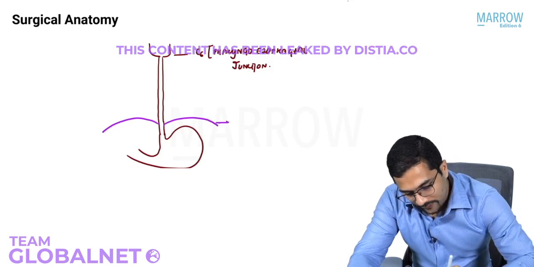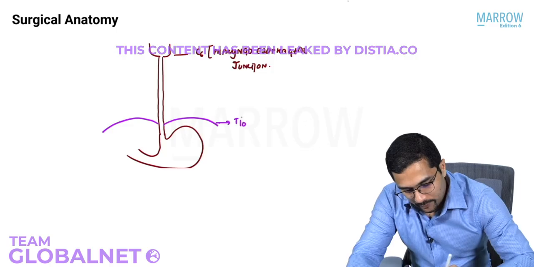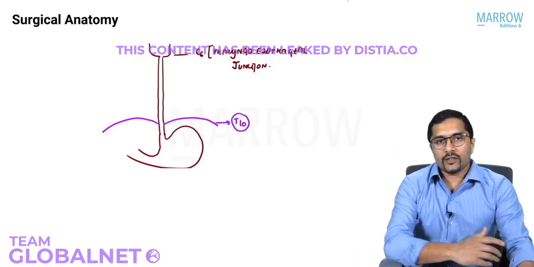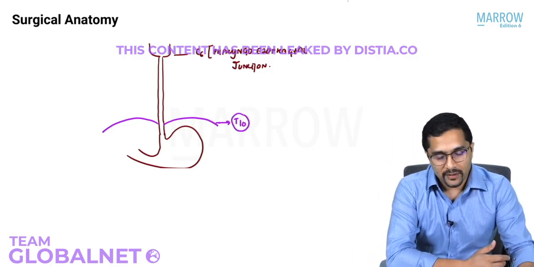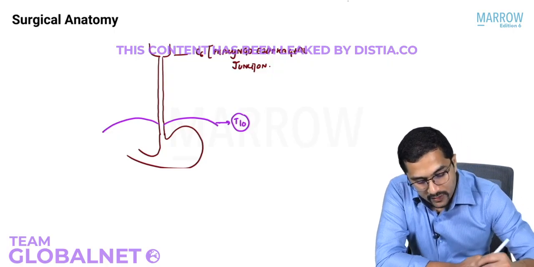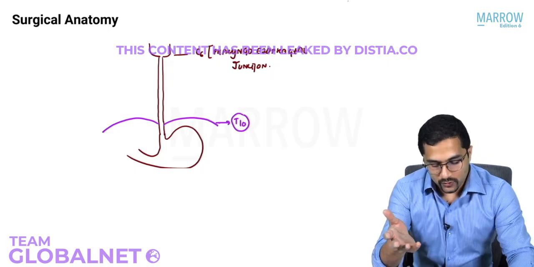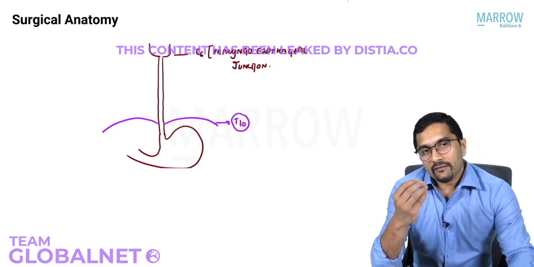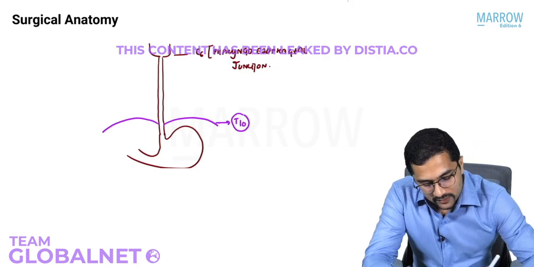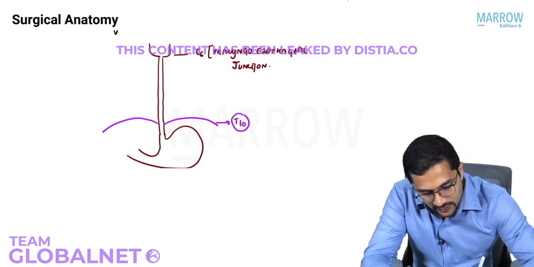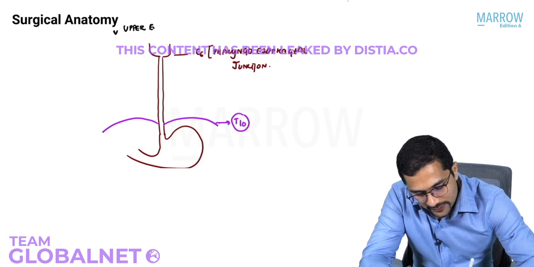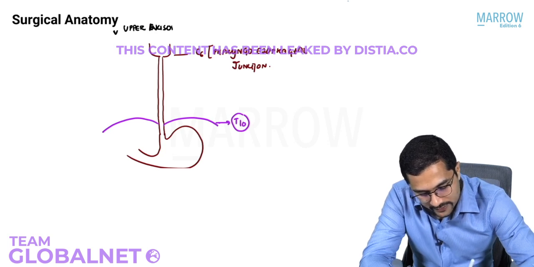It pierces the diaphragm at the level of T10. I'll tell you a mnemonic later on how to remember the diaphragmatic openings as well. Now, when we do upper GI endoscopy, and I'm going to share a video with you soon, the distances are always measured from the upper incisor. So the gastroenterologist measures the distances from the upper incisor.